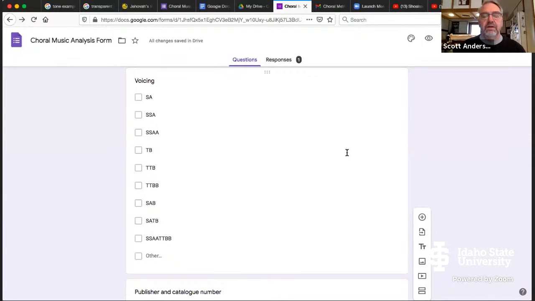And I think I've accounted for most of the voicings, all of them probably, that you're going to encounter in that ACDA booklet. Soprano, alto; soprano, soprano, alto; soprano, soprano, alto, alto. So four-part women, anything from two-part to four-part women. Same thing for men. T is for tenor, B is for bass. And then you see up to four-part men's.